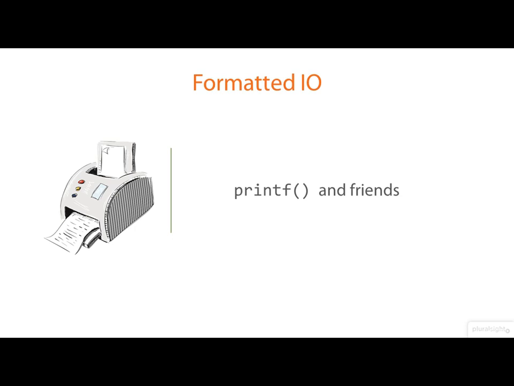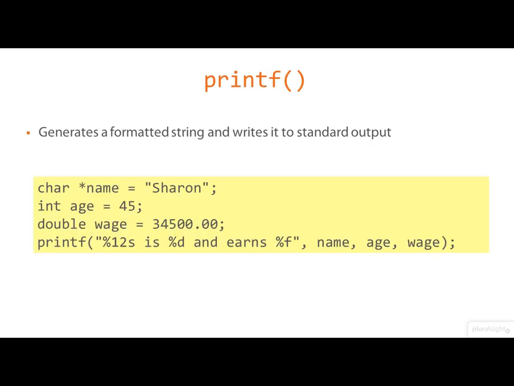Now, I want to look briefly at formatted I/O, that is to say I/O where some change of representation occurs between what's stored in memory and the sequence of bytes that gets written to the file. So we're going to look at printf and its friends. Now, printf is widely known. It features in most implementations of the C version of Hello World, for example. And basically it generates a formatted string and it writes it to standard output, that is to file descriptor 1.